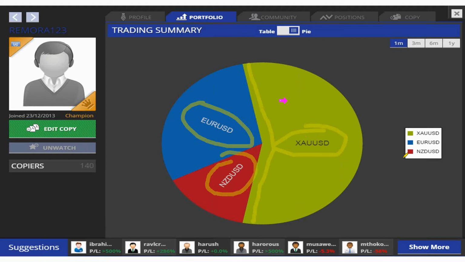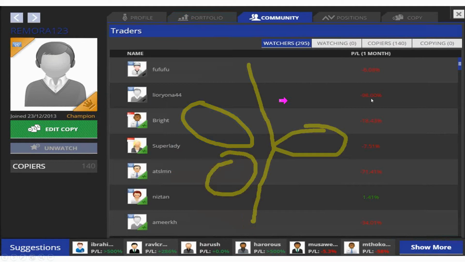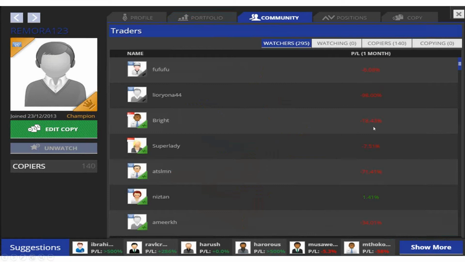But I'll move on to the next slide, because I don't want to hang around too long. I want to make sure that we do a live trading scenario. I'll just get rid of the drawings. This is a community tab. Now, I class this particular trader, Remora, as a master. We know he's a master account for a couple of reasons. The first reason is because he's copying nobody. He's watching a lot of people, which is great. It means he's looking around him, seeing what's going on, and he has 140 copies. We know that from the previous slide.